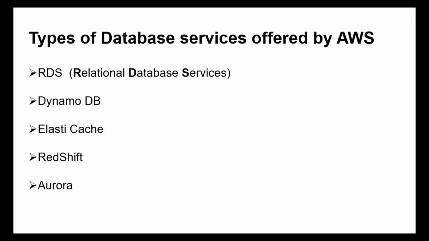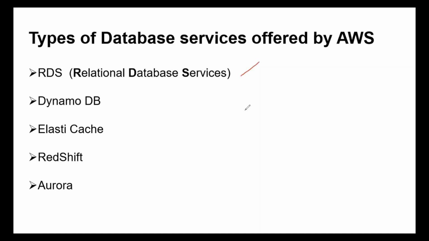Before we get into the lab, I want to give you a preview of the various database services that AWS offers. One is the Relational Database Service, RDS, which includes relational databases like MySQL, Oracle, PostgreSQL, etc. If you want to set up any of these relational databases on the cloud, you have the RDS service available.